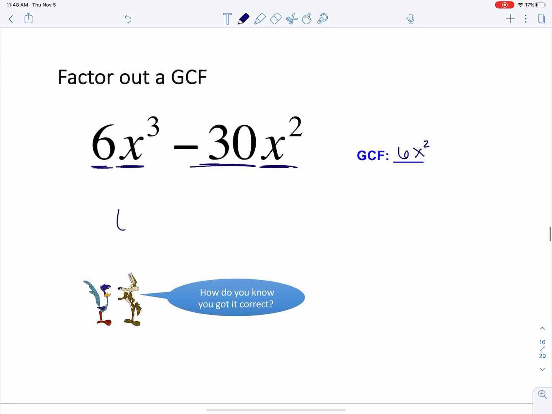So when we're factoring this, start with your GCF on the outside of your parentheses, 6x squared. Now we're going to write the rest of it inside our parentheses. So 6x squared times x is going to give us 6x cubed. And 6x squared times negative 5 is going to get you negative 30x squared. So double checking that we're correct, do that kind of mental math. How do you know you're correct? You go back and you multiply your terms. So check by distributing.